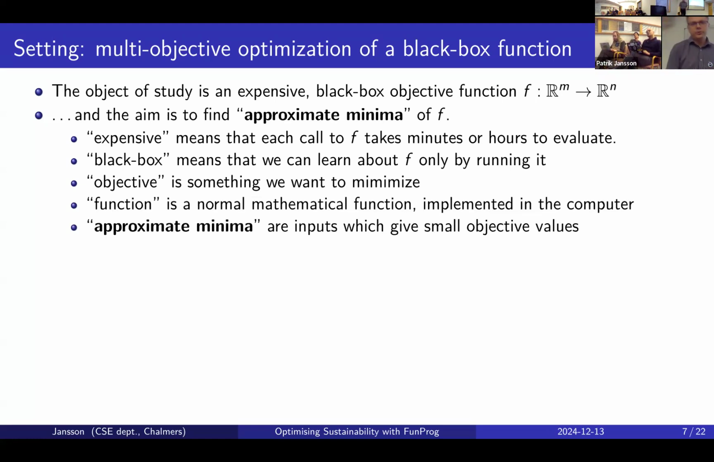And then finally, approximate minima. Well, we are actually looking for inputs, the parameters, for which we get reasonably small objective values. And I'm a bit vague on reasonably small here. Partly that's because it's a multi-objective optimization problem. So there will usually be a trade-off between the objectives. You can't say we will get the minimum of objective 1 or the minimum of objective 2. We want this trade-off function.